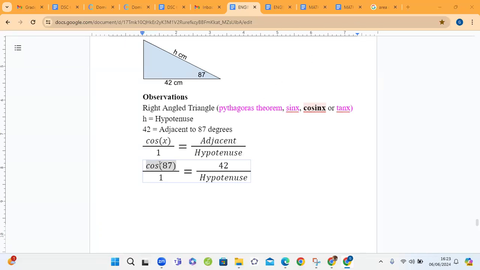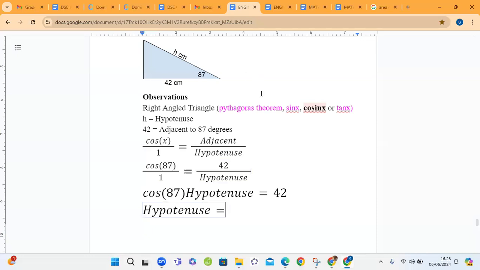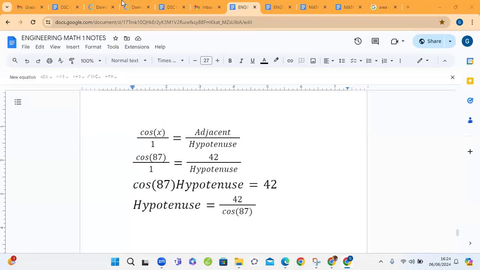So therefore, cos 87 times hypotenuse is equal to 1 times 42, which is 42. So therefore, now we're going to divide by cos 87, both on the left and right side, so that we can get hypotenuse by itself. So therefore, hypotenuse is equal to 42 divided by cos 87 because we divided by cos 87 on both sides of the equation.